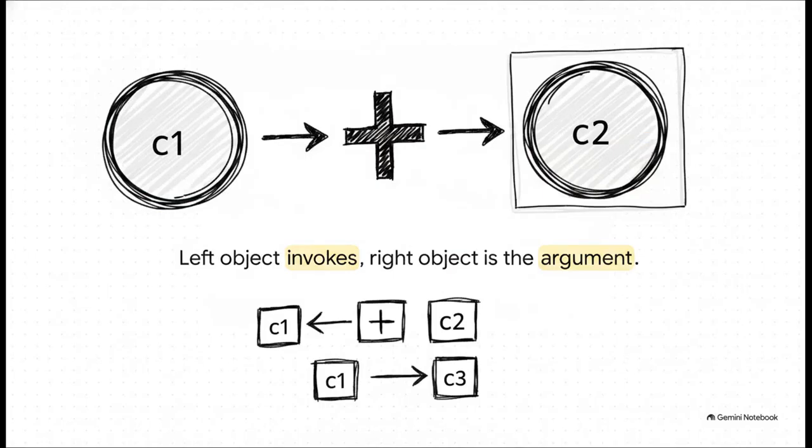Here is the translation. When you overload the plus operator as a member function, the left object, in this case C1, is actually the one invoking the function. The compiler literally translates C1 + C2 into C1.operator+(C2). The right object, C2, just gets passed as a direct argument into that function.